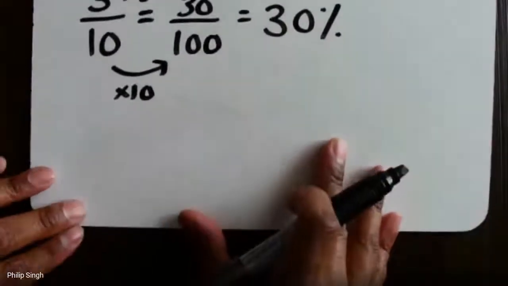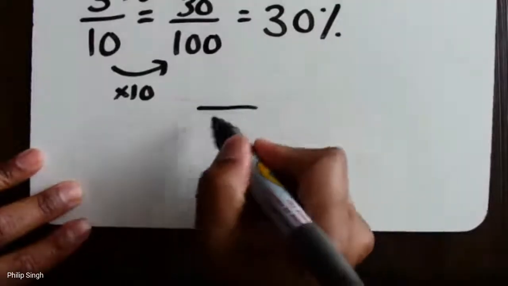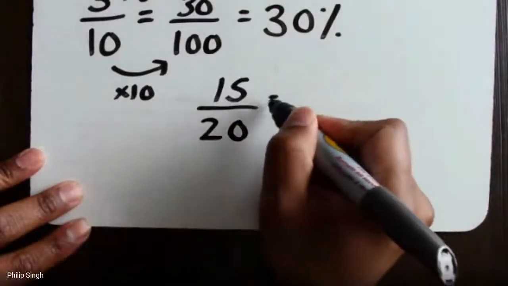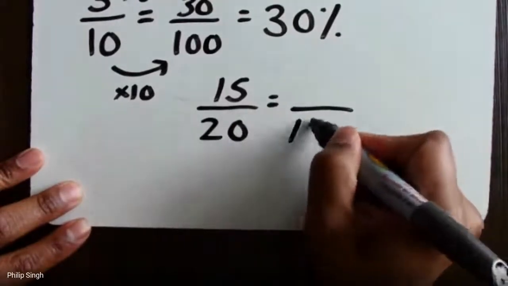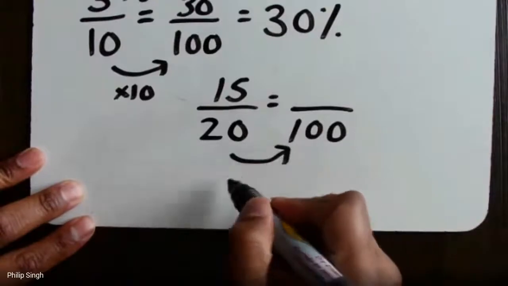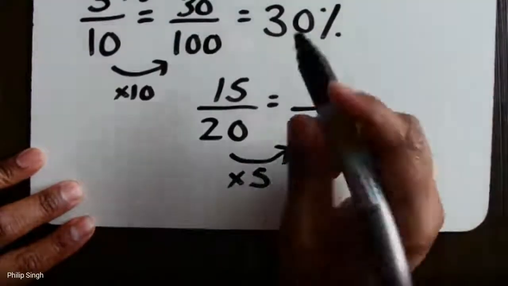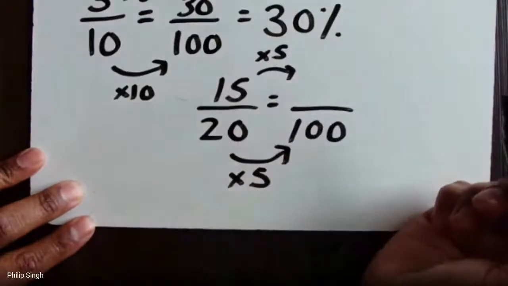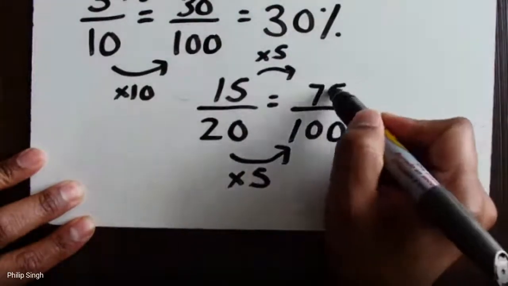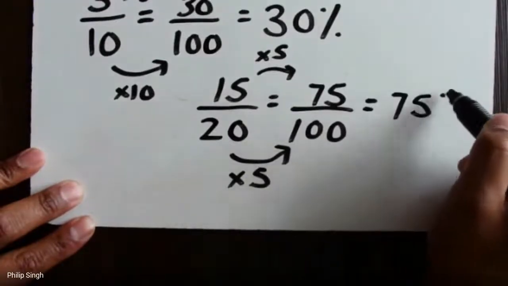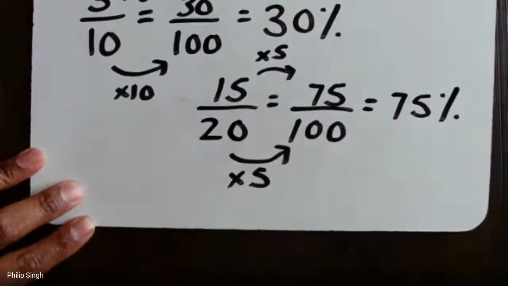If we had a fraction that was out of 20, say you got 15 out of 20 on a quiz. Well, again, we can make it out of 100 because 20 is compatible with 100 by multiplying 20 by 5. Do the same thing to the numerator, 15 multiplied by 5. Get 75 out of 100, translate to 75%. 75 out of 100, 75 hundredths.